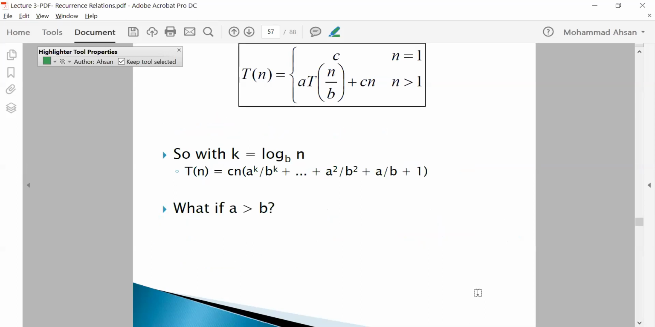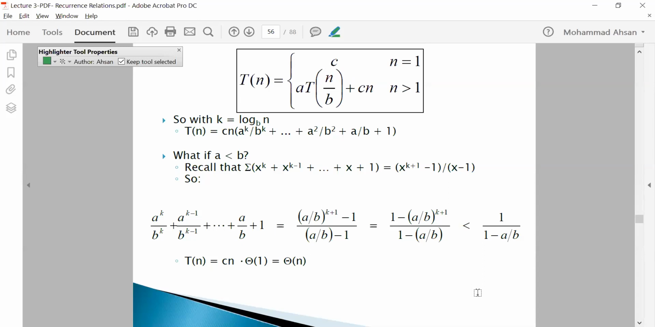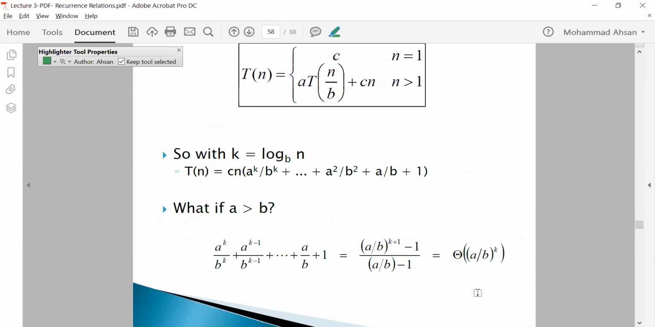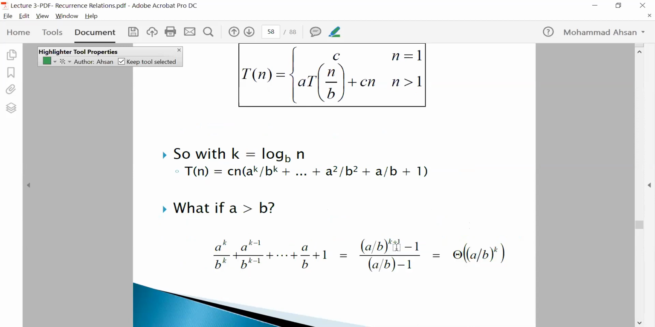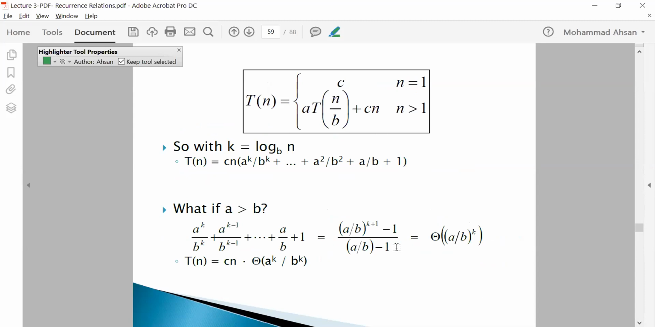And if a is greater than b, then you cannot do what we did in the previous one. You cannot equate it to this 1 divided by 1 minus a by b. You have to have the formula as such, and we take the highest term in this, which is a by b to the power k. What is a by b to the power k? It is actually a to the power k divided by b to the power k. What is k? K is log n to the base b.